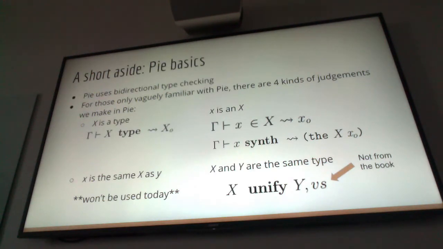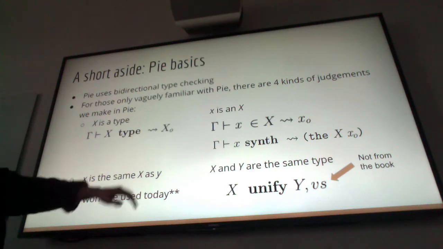So I'll get into some of the rules that talk about this, but just for those of us who aren't really familiar with the methodology in Pi. We're using a bidirectional type checker, and there are 4 fundamental judgments that we make. That something is a type, which will be written like this; that 2 things are the same type, which I'm not going to talk about, so you don't need to worry how to write it; and that some given value inhabits a given type, and maybe Dan even has something to clarify this.